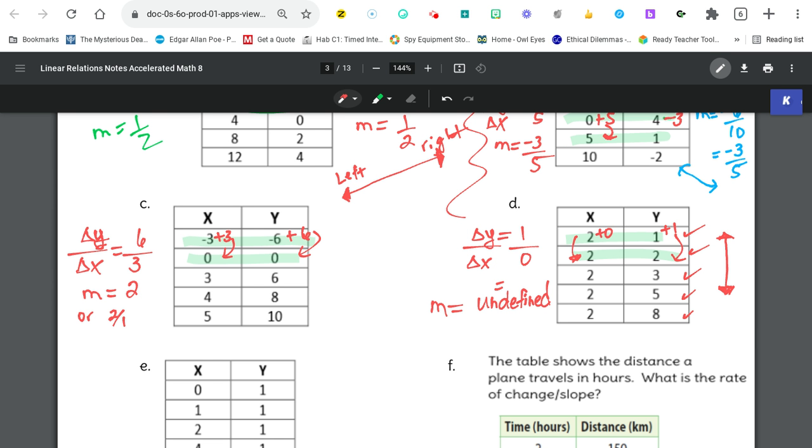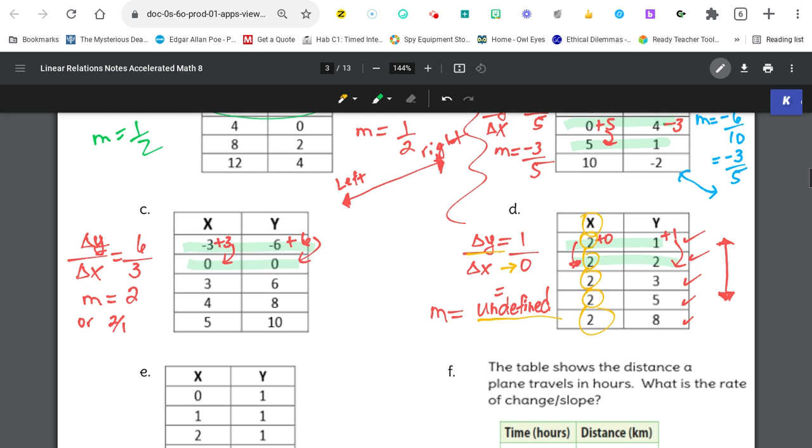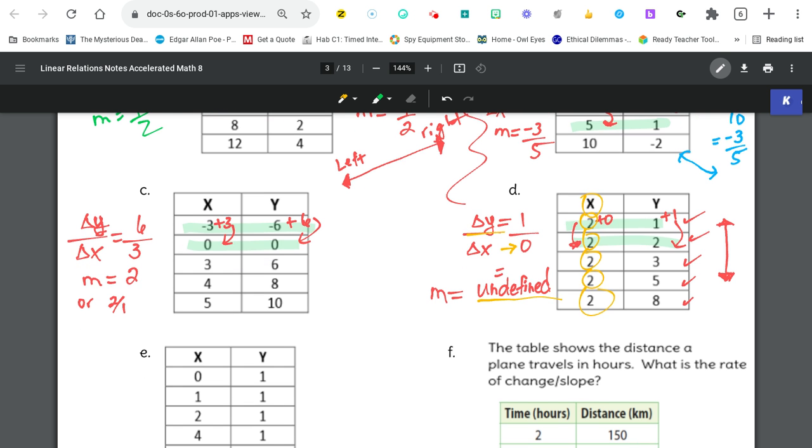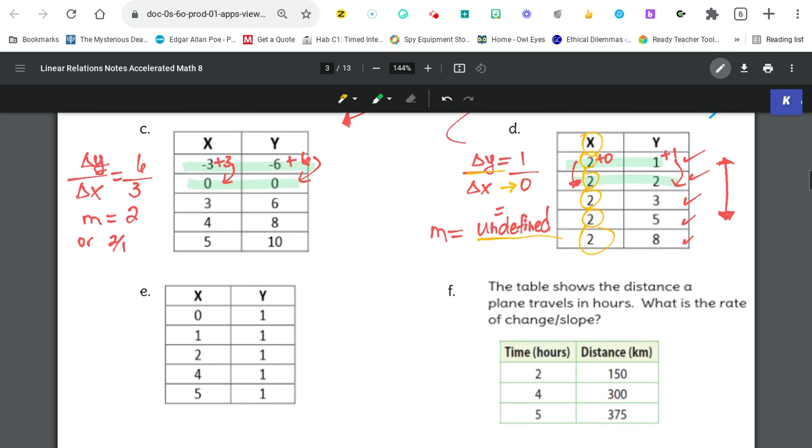But keep in mind, you might be able to see something. Y'all see all these X values right here? Look at all the X values. All of them are the same. 2, 2, 2, 2. When all your X values are the same, there will be no change in them. And since X is on the bottom and there's no change, you'll always get a 0. And you can't divide a number by 0. So whenever all your X's are the same, they have the same coordinate, your slope is always going to be undefined because there's no change in your X's. And we know our change in X is the bottom number.